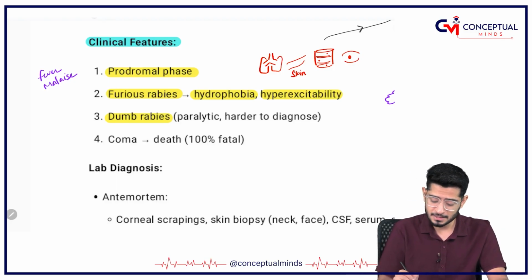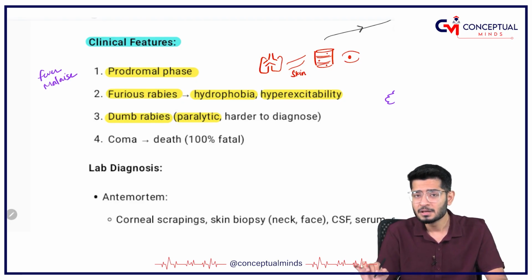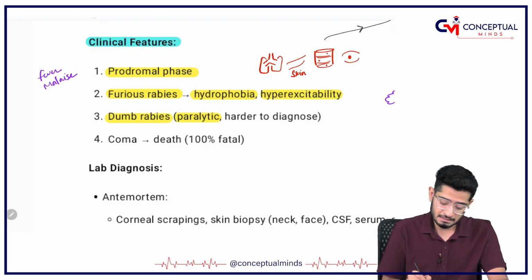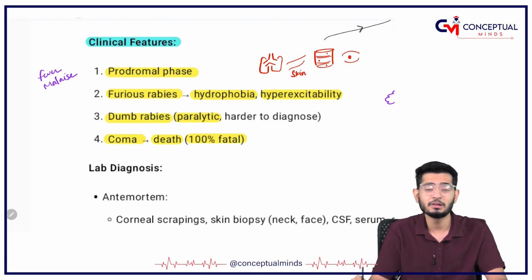And then you have another feature, that is dumb rabies. Now what is dumb rabies? Dumb rabies means paralysis is going to happen. There is a paralytic state, right? And in the end, coma. Yes, death is going to occur. Yes, it is 100% fatal.